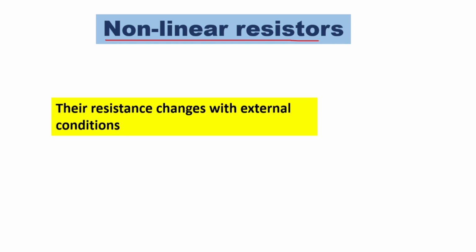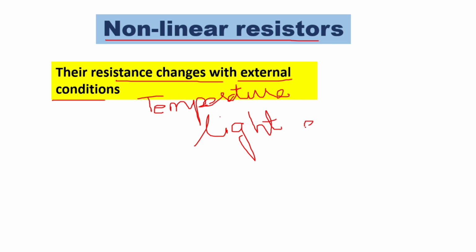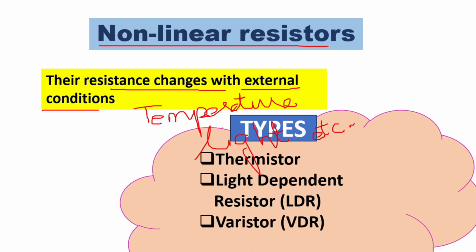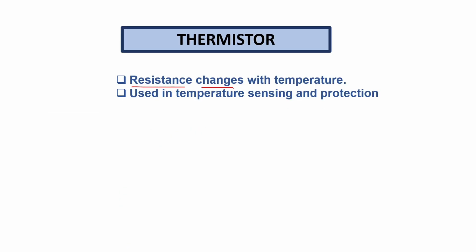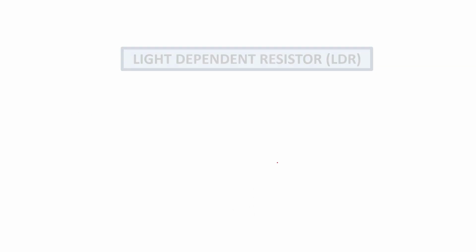The third and final type of resistors is non-linear resistors. Their resistance changes based on external conditions like temperature or light. Main types include thermistors, light-dependent resistors, LDRs, and varistors, VDRs. First is thermistor. Resistance changes with temperature. It's used for temperature sensing and circuit protection.